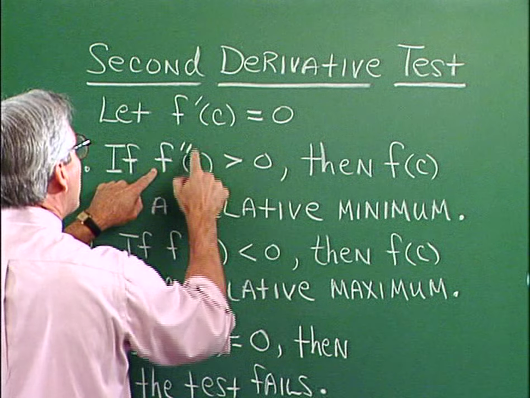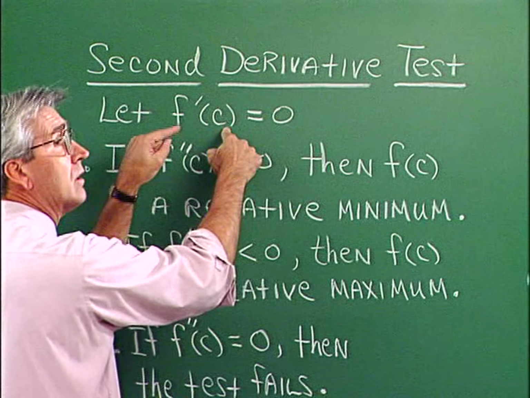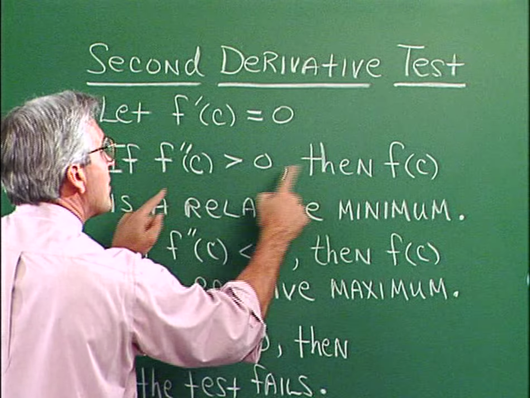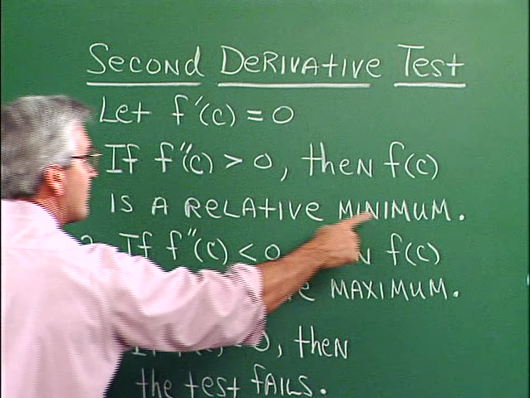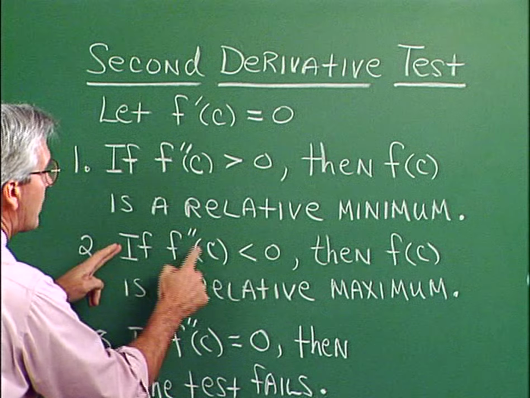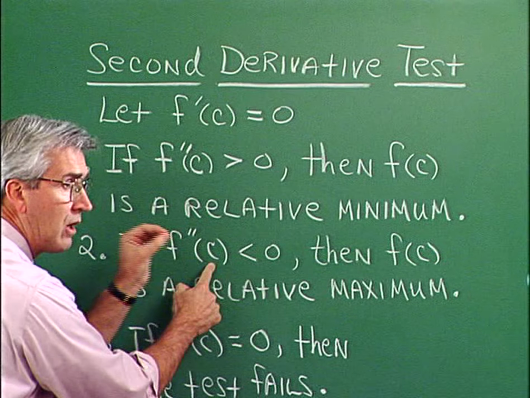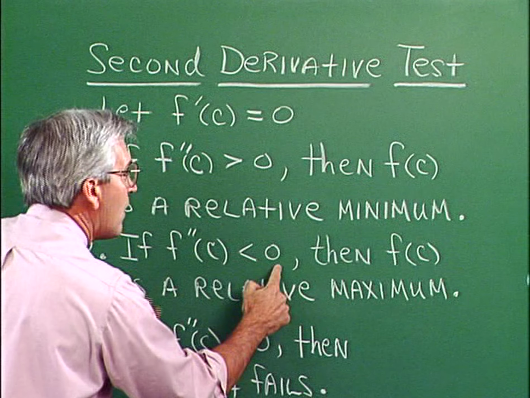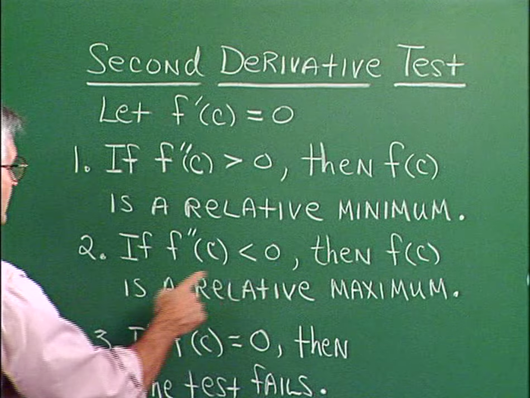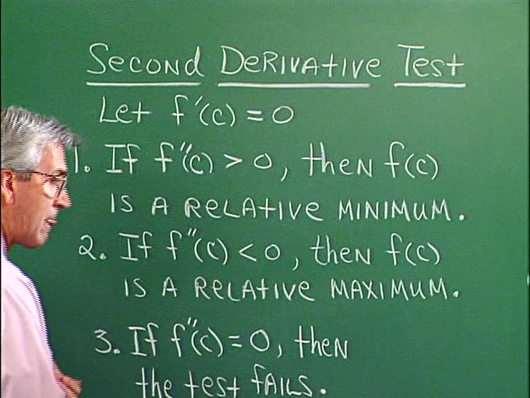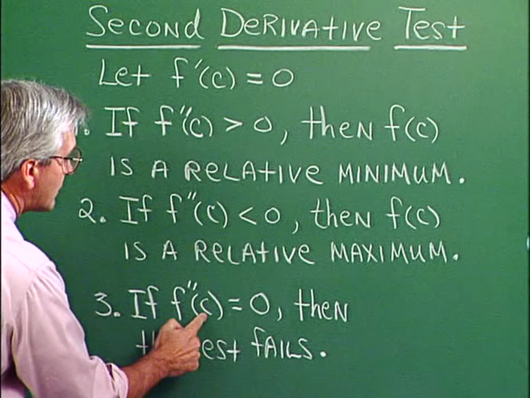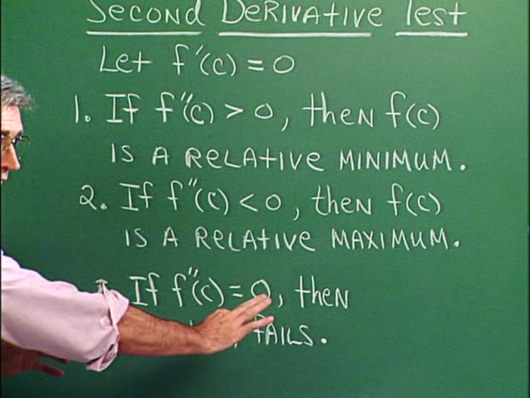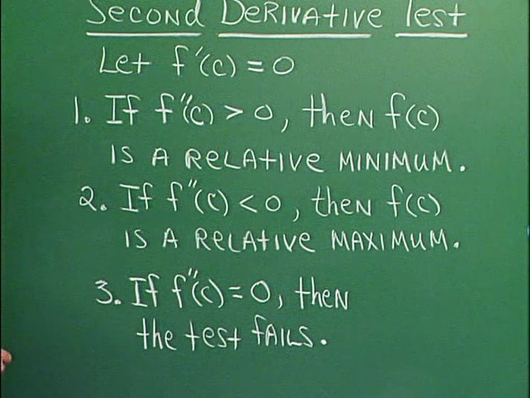If f double prime of c, that zero of the first derivative function, is positive, then f of c is a relative minimum. If f double prime of c is less than 0, if it's negative, then f of c is a relative maximum. And if f double prime of c turns out to be 0, then all bets are off. Then the test fails and we have to analyze it in another way.